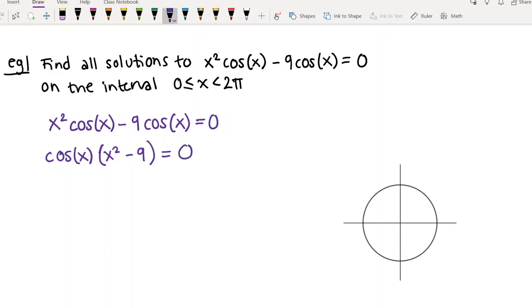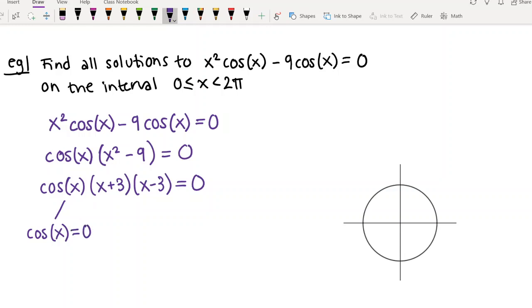Now, x squared minus 9 can actually be factored even further, right? It's a difference of squares. So we can keep factoring by writing cosine of x times x plus 3 times x minus 3 is equal to 0. Now we have three things being multiplied together equaling 0, and that tells us one of them has to be 0. So our options are cosine of x is equal to 0, x plus 3 is equal to 0, or x minus 3 is equal to 0.